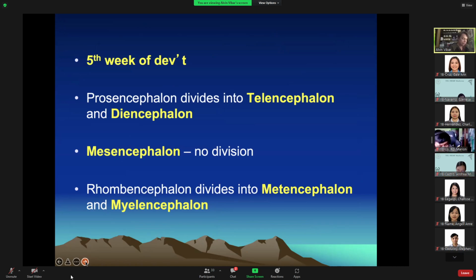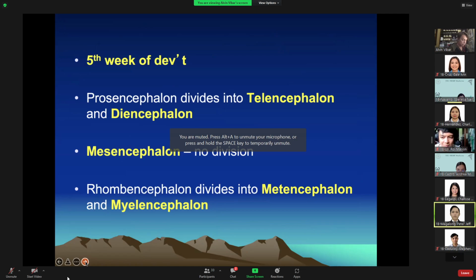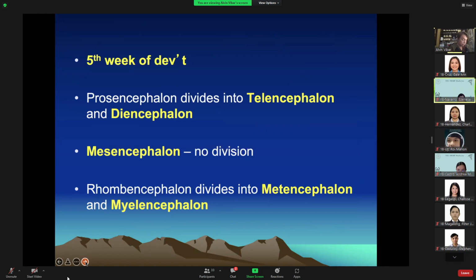Okay. Name the 5 secondary brain vesicles. Diencephalon. Mesencephalon, metencephalon, myelencephalon. Formed during what week? 5th week po. Okay. Take note that mesencephalon is both a primary and a secondary brain vesicle. Clear po tayo? Yes po.